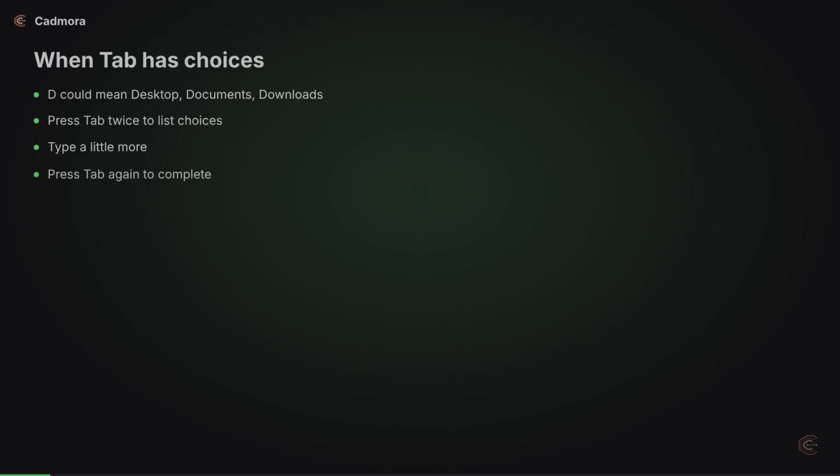If more than one thing matches, tab may beep or pause. Press tab again, and it shows choices: desktop, documents, downloads. Type one or two more letters. Press tab again, and the terminal finishes the path. Use tab early and often.